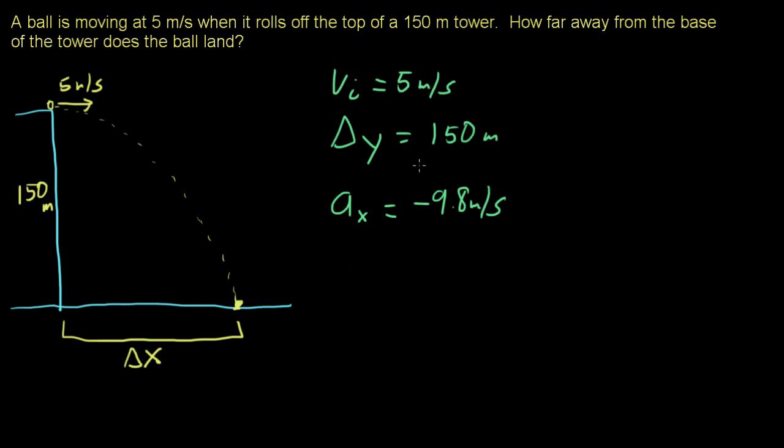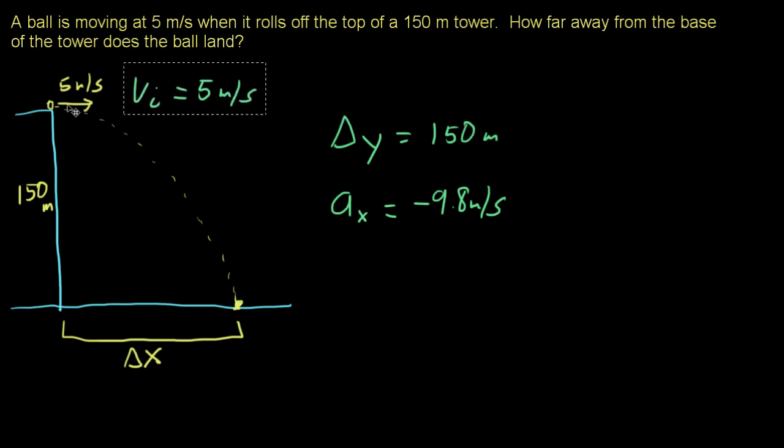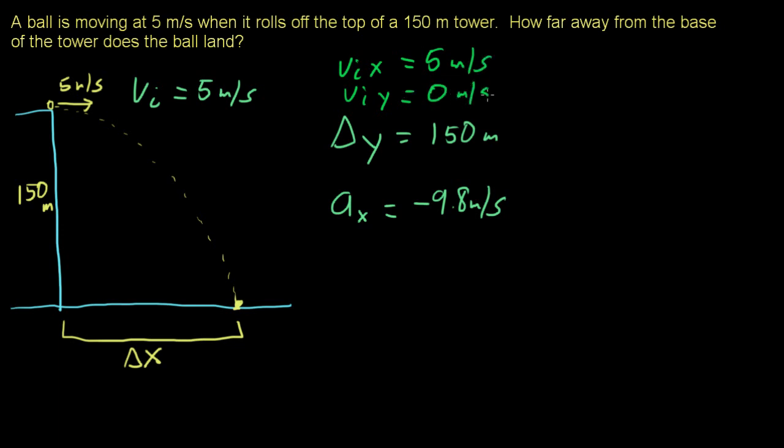And that's about it. Now, let's make a note that this vi is the overall velocity. It's the vector velocity. What we probably need to think about is maybe a vix and a viy. We want to think about the components of that. Now, since this is just the horizontal velocity, we're okay. The vix is just 5 meters per second, and the viy is going to be 0 meters per second.